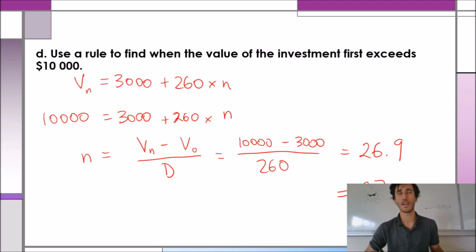So this is one of those examples where the question isn't going to tell you to round. You have to know that you have to round in this case. So think about that example because it is an important one.